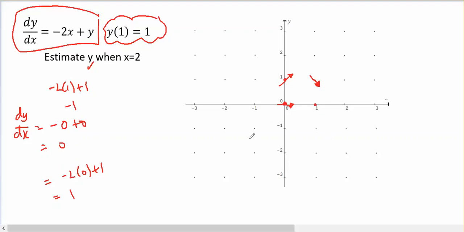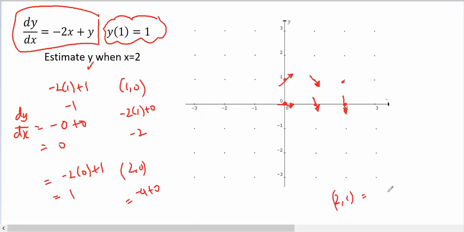At the point (1, 0), dy/dx is going to be minus 2 times 1 plus 0, negative 2. At the point (2, 0), dy/dx is going to equal negative 2 times 2, negative 4, plus nothing, negative 4. Steeper. At the point (2, 1), dy/dx is going to equal negative 2 times 2, which is negative 4, plus 1, negative 3.